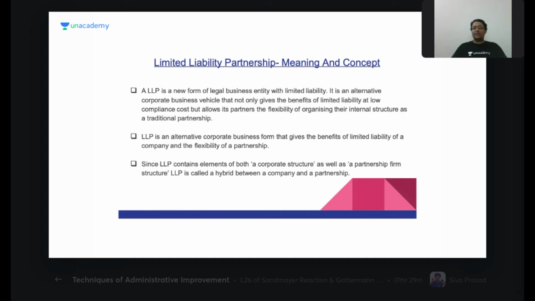Are you clear with this concept, or do you want me to explain it to you again? Because this is a very important concept of LLPs, limited liability. Like the name says, limited liability partnership, you need to be very clear about what limited liability means. If anyone has any questions, please ask me.